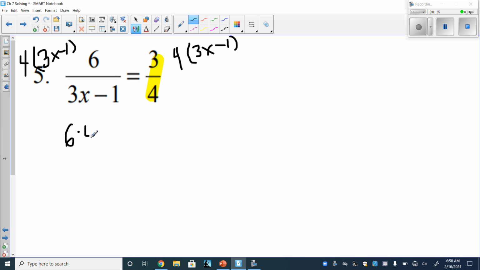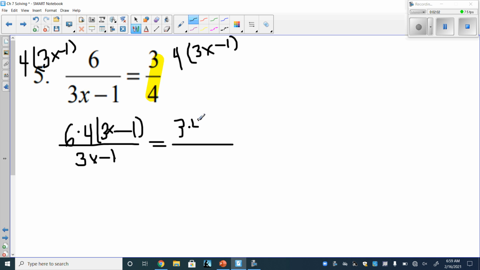On the left, I would have 4 times 6 times 3x minus 1 over 3x minus 1, equals. On the right side, we would have 3 times 4 times 3x minus 1 all over 4.